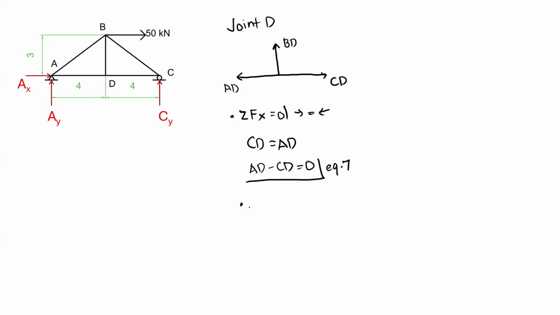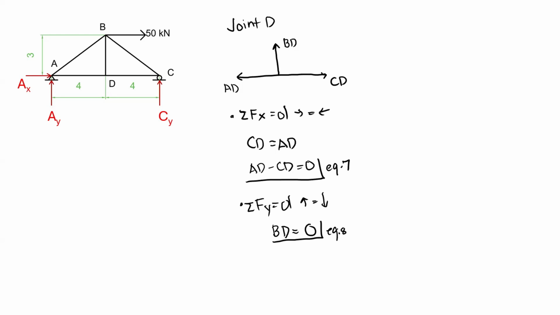Then lastly, summation of forces vertical equal to 0, going up, going down. There's only one force going in the direction of going up. So we have DD, and we don't have force going down. So that's equivalent to 0. So this is our equation number 8.